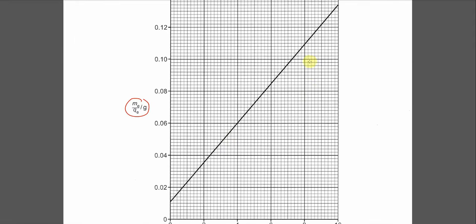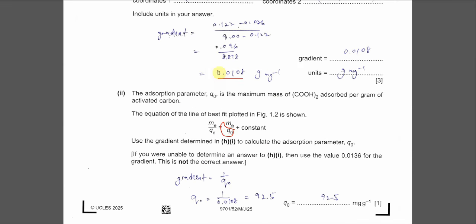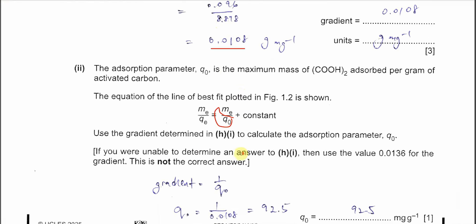So this is what you can get from figure 1.2. You can use any two coordinates, but make sure they are as far apart as possible. Just get the coordinates from this line. I got two coordinates, and you can try getting two coordinates from these lines. Once you calculate, you should get this. Then use this gradient for part 2.